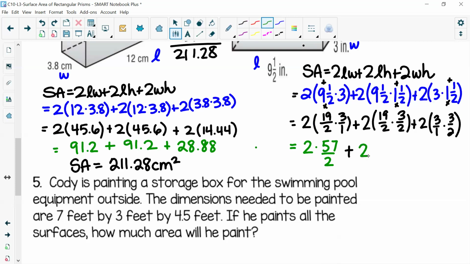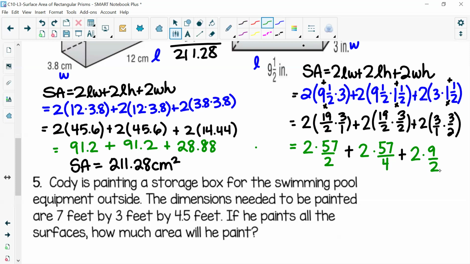So we have 2. We're going to bring that 2. Cannot cross cancel again. So we have 57. Multiply across 19 times 3 and then 2 times 2, which is 4. Plus, go 2 again, times 3 times 3 is 9 over 2.